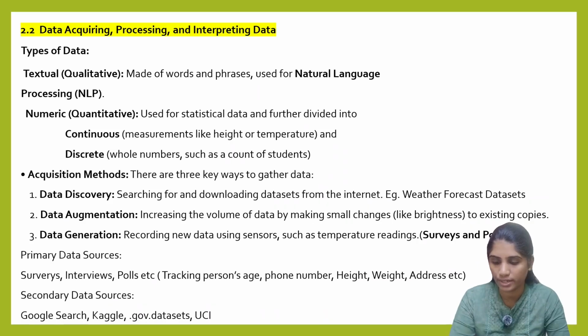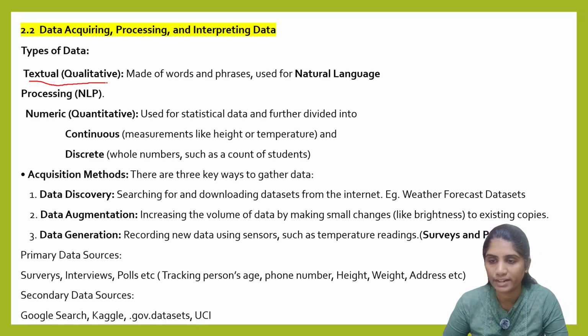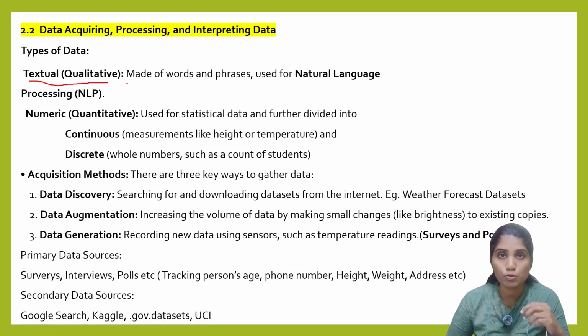This is what I told, right? First we are going to see about types of data. In types of data, we have two types. One is textual, which is called qualitative, made of words and phrases used for natural language. So how will the AI model identify the words which we give? It can be any word: good, bad, tree, house. These words the AI model has to identify. So this we call a textual type of data.